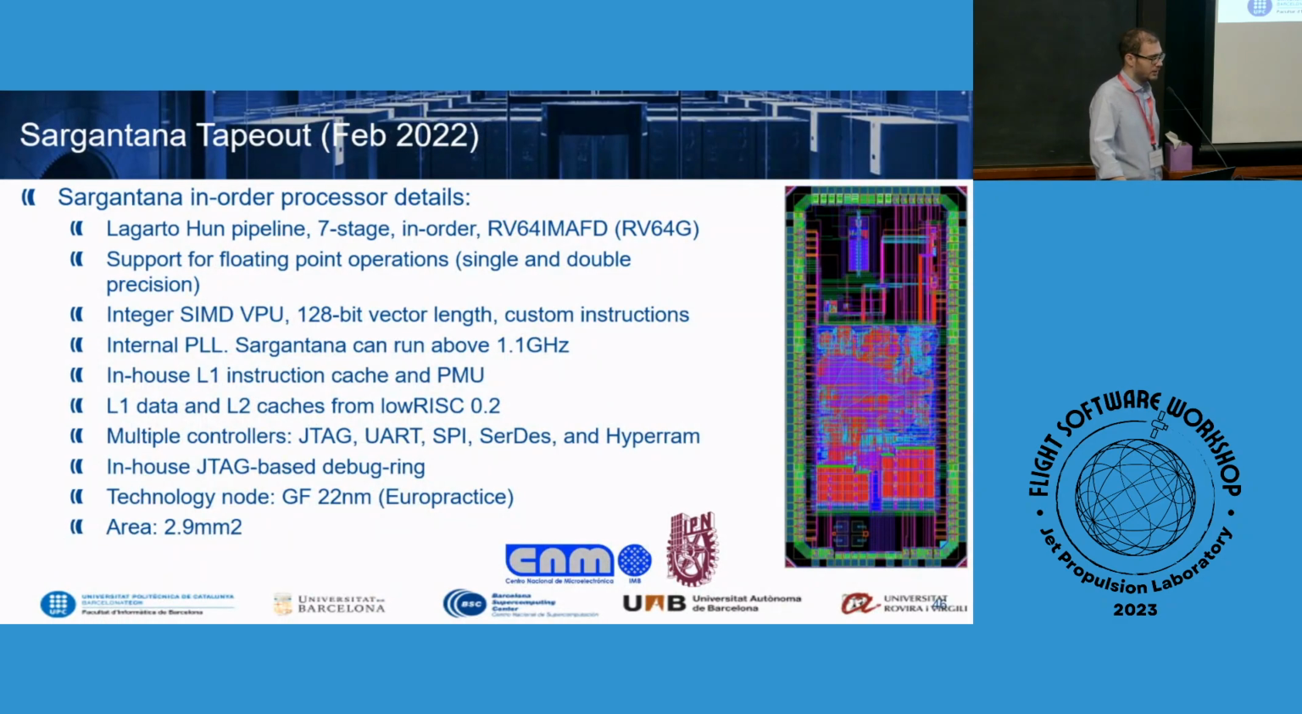For the third iteration, which we taped out in February 2022, we made the pipeline deeper. We included a short vector unit of 128 bits. And we had also our custom instruction cache and performance monitoring unit. And that was manufactured in Global Foundries 22 nanometers.